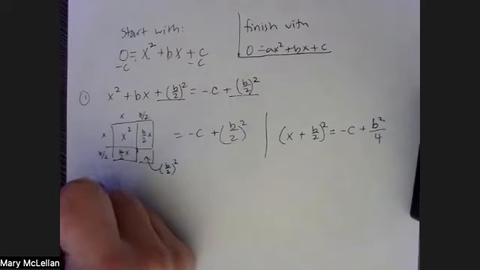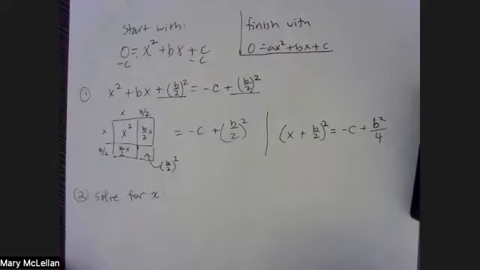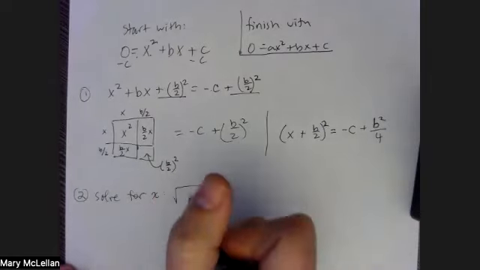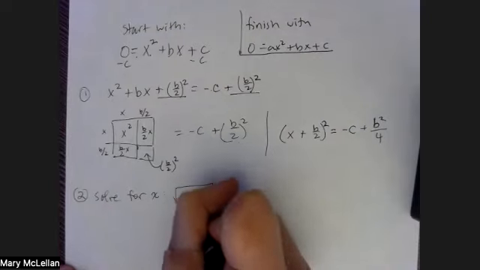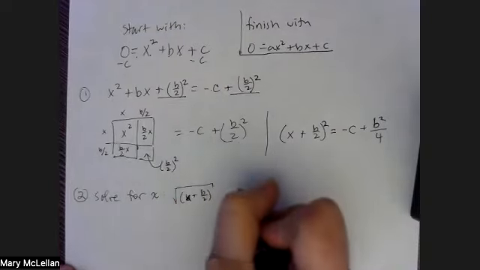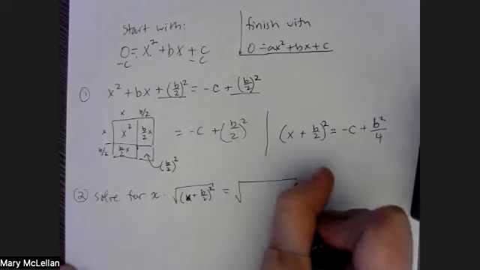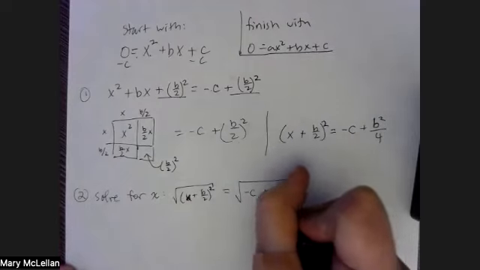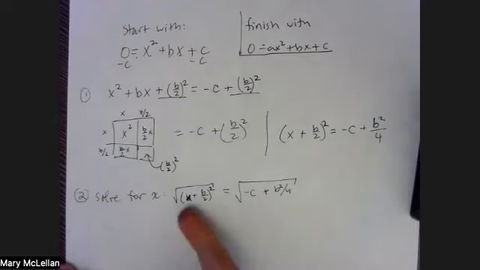So number 2, solve for x. Well, when I solve this for x, I take the square root of both sides. The square root of (x plus b over 2) squared, and the square root of negative c plus b squared over 4. And because I'm solving a quadratic, that gives me 2 solutions.